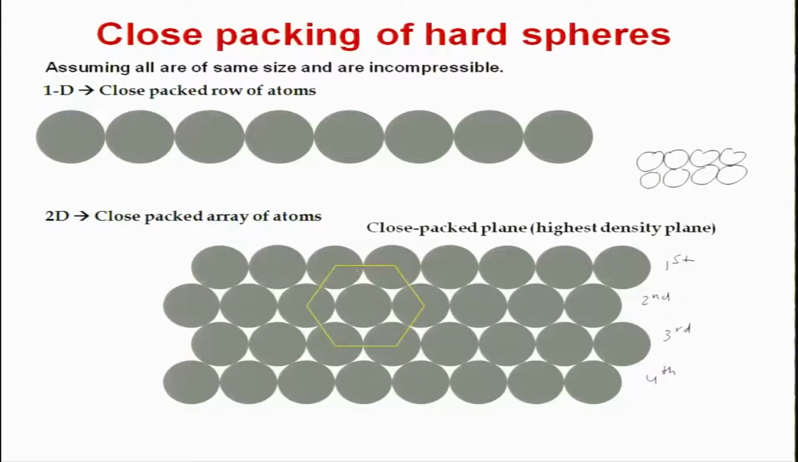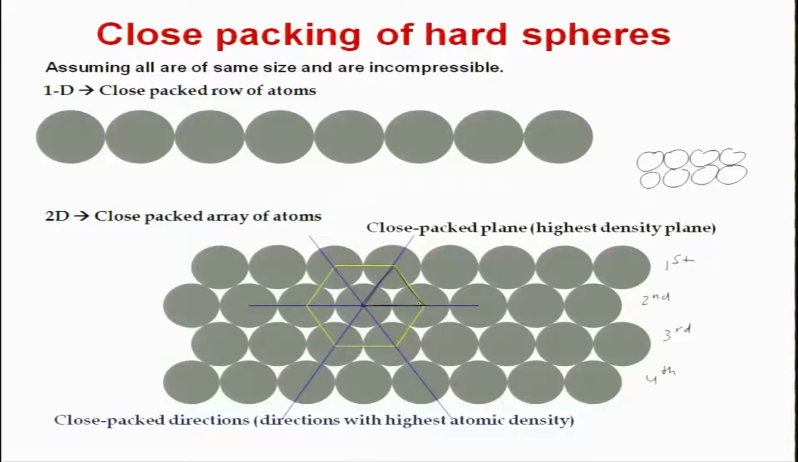This will be the representation of a plane. It is a hexagonal shaped plane. You can also say it is an equilateral triangle, if you can draw an equilateral triangle here, but we generally do not use a triangle as a representation in a lattice.